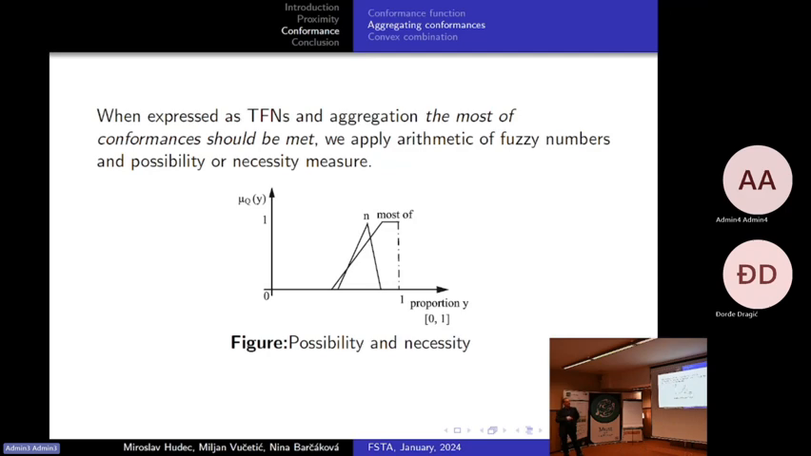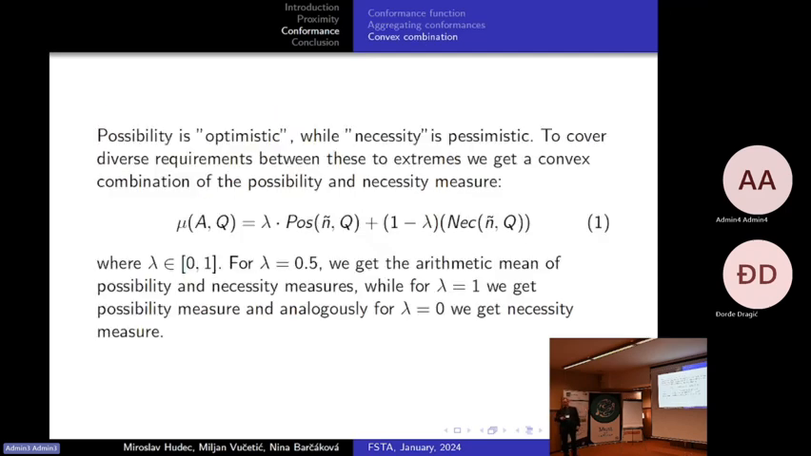We have possibility and necessity measures. Possibility is optimistic, necessity is pessimistic, and these cover, let's say, two borderline cases of users, which can be optimistic or pessimistic. And the next option is to apply a combination of possibility and necessity measures in order to keep balance between these two extreme cases.